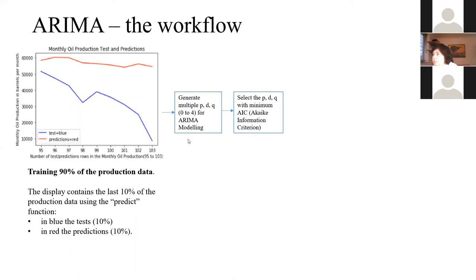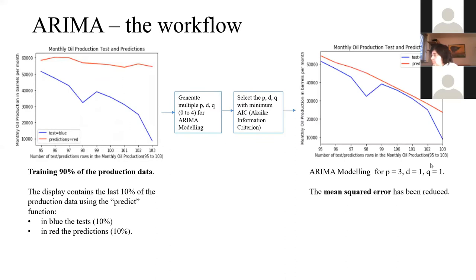Here I have generated multiple PDQ from 0 to 4 for ARIMA modeling, and then I selected the PDQ with minimum AIC information criteria. So what happens is that the ARIMA model for p equal 3, d equal 1, and q equal 1 has the mean square error reduced. However, the prediction doesn't follow the real data, as you can see here.